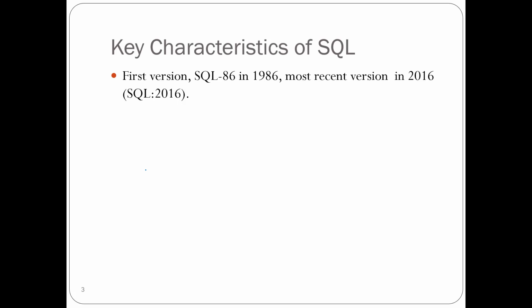So let's look at the key characteristics of SQL. In fact, SQL is the lingua franca of relational DBMS, RDBMS. It is one of the most popular languages that is used as DDL, data definition language, and as DML. So we will first look at the versions. The first version of SQL is SQL 86 that came in 1986, and the most recent version is the one that was provided in 2016, which is called SQL 2016.